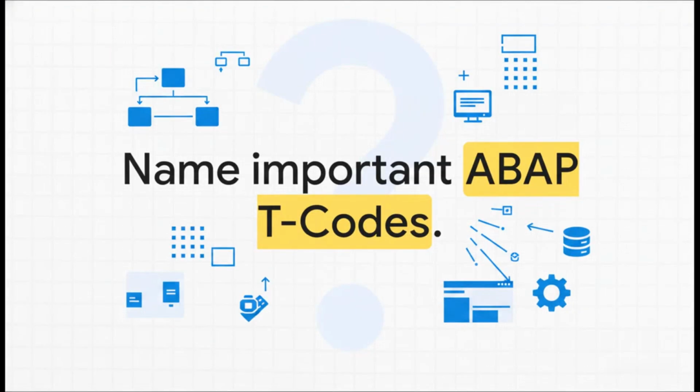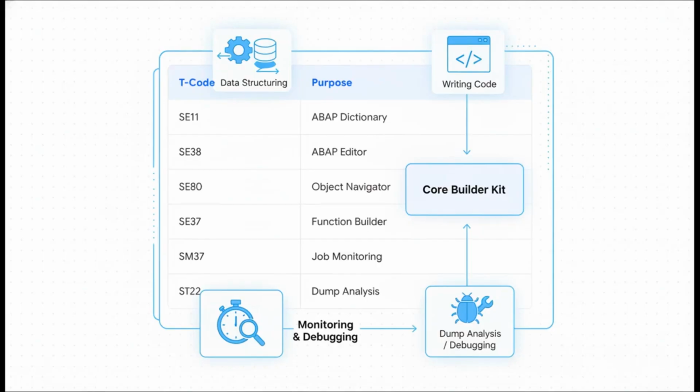And bringing that up will almost immediately trigger this rapid-fire test. Name important ABAP T-codes for a developer. This is your moment to prove you really do know your way around the ABAP workbench. When you're asked this, a great strategy is to group your answers. First, mention your core builder kit. You know, SE11 for the ABAP dictionary and SE38 for the ABAP editor.